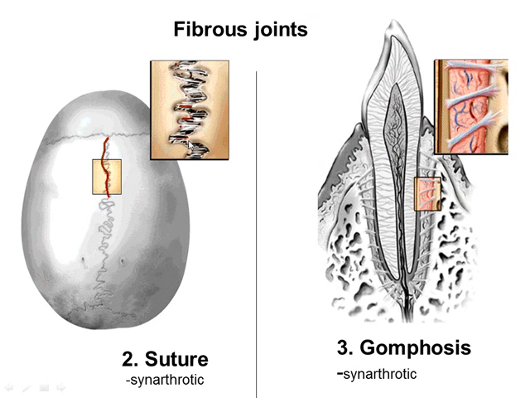Once your soft spots, your fontanelles, have closed, those bones no longer move. So after about 2 years of age, those are solid sutures that won't move. The third type of fibrous joint is a gomphosis. Again, these are synarthrotic. They don't move. And you see these inside your jaw where your teeth go, the alveolar processes.